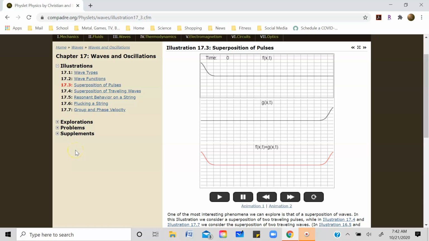This screencast accompanies my brief lecture describing the superposition of wave pulses. The superposition of wave pulses is your first introduction to what is called interference. There are two basic types of interference. There's what's called constructive interference, and then secondly, destructive interference.